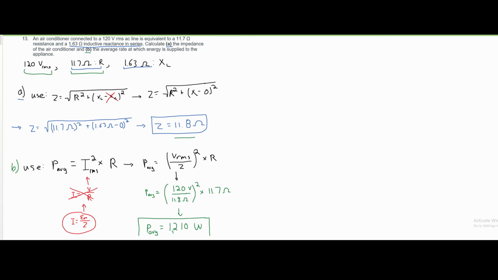For A, we established that Z is what we need to find the impedance of the air conditioner, and for B, we introduced a new formula, which is power, and that is the current flowing through the appliance squared times resistance. And we changed our current I to be the EMF, or the voltage RMS, divided by Z, which we found in A, and multiplied that by our resistance.